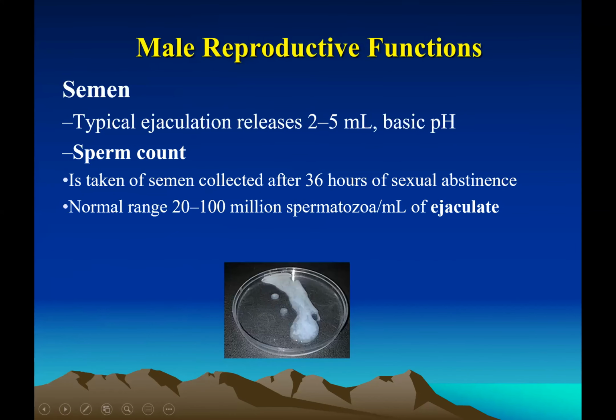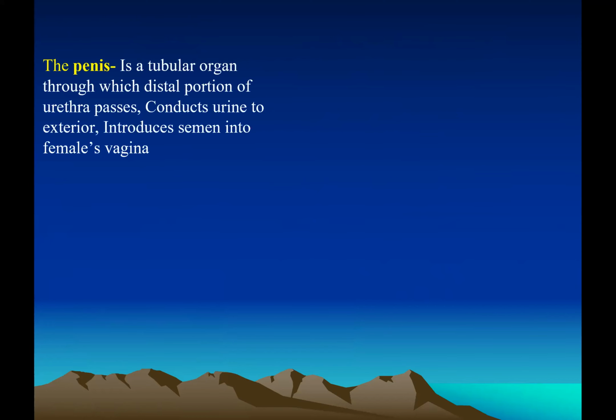So what is the volume of semen? It's about 2 to 5 ml. It's very basic. And if you do a sperm count after an abstinence period, there are like 20 to 100 million sperm per ml of ejaculate. Men will make sperm constantly starting from puberty, whereas women are born with all the eggs and they release only one egg per month during the menstrual cycle.